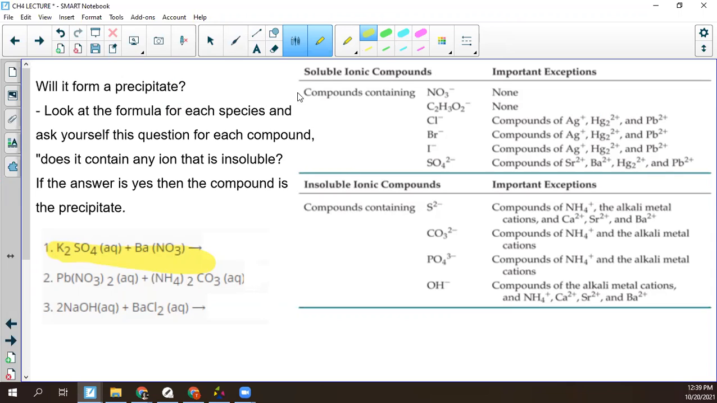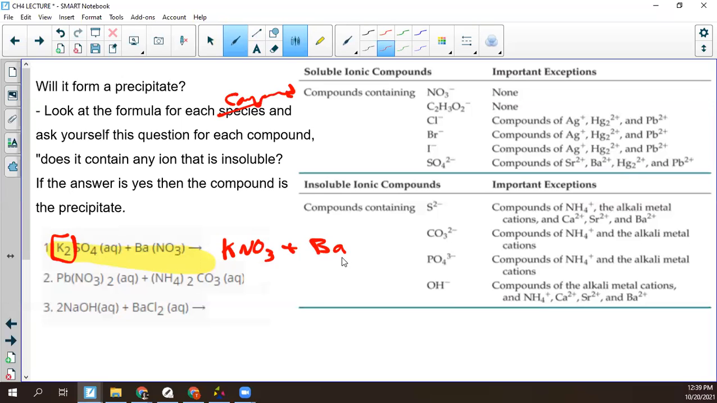You look at the formula for each species right here and ask yourself this question. I changed it to compound, but I obviously forgot to do that one. Does it contain any ion that is insoluble? So these two things we're talking about today went in order on purpose. So we need to know what is on the right side first, correct? So K is now hanging out with who? Tell your partner. K and NO3. Good job, girls right here that mumbled. That was perfect.